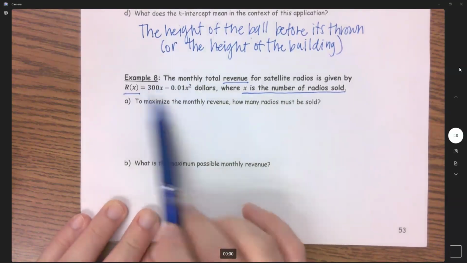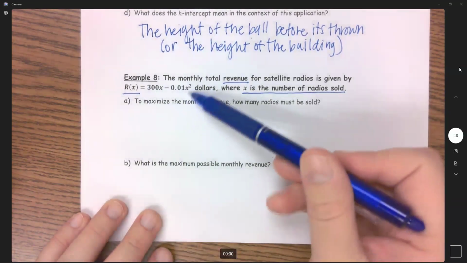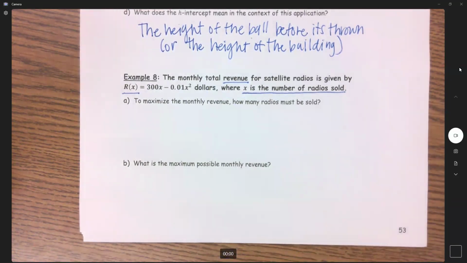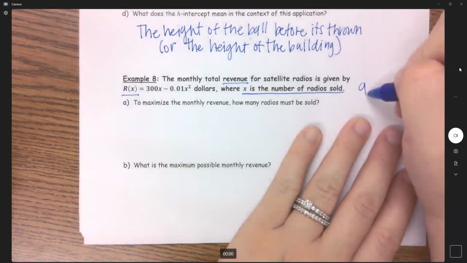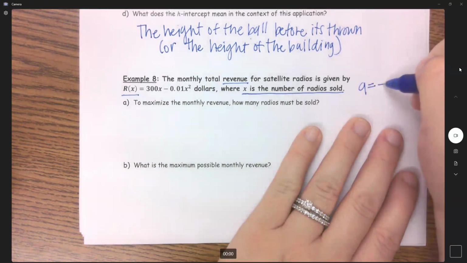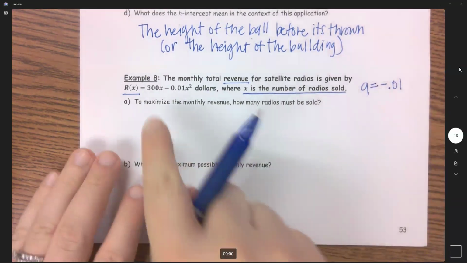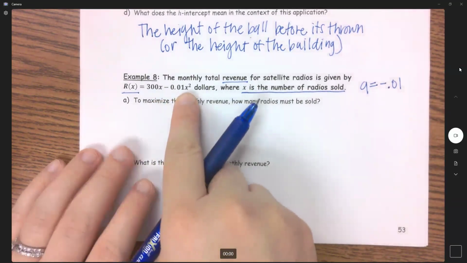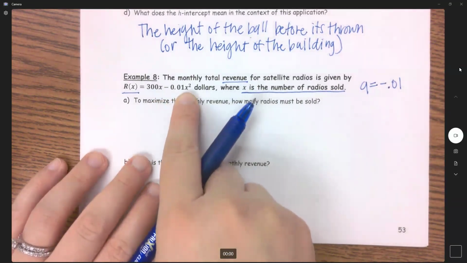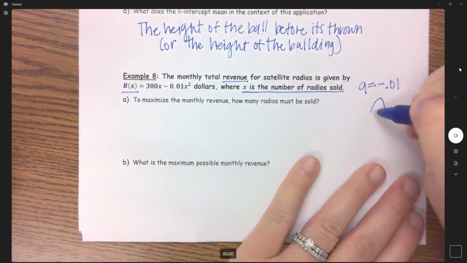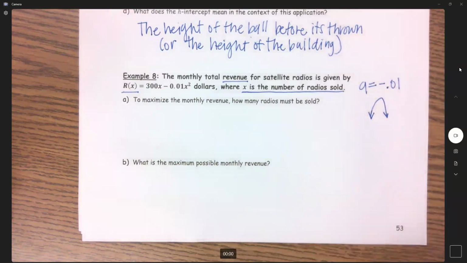If this is my quadratic, and again, I know it's a quadratic because we have an x squared in here, is this graph going to be concave up or concave down? My A here for this problem is negative 0.01. It is whatever's in front of that x squared. So because my A is negative, that means that this should be concave down.